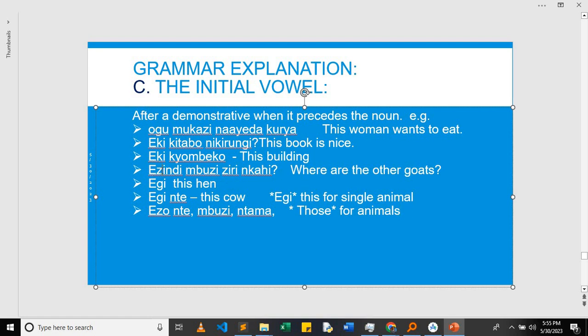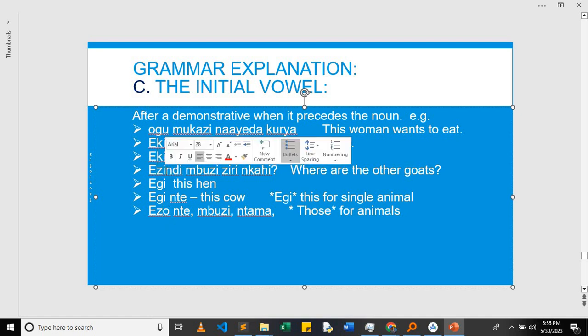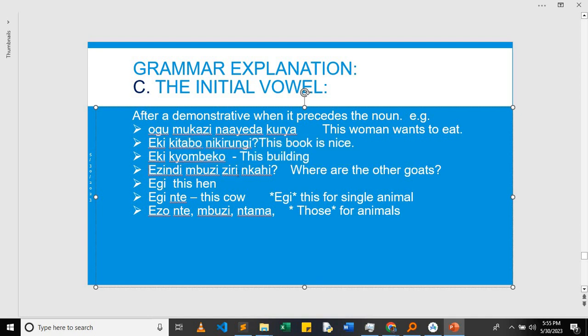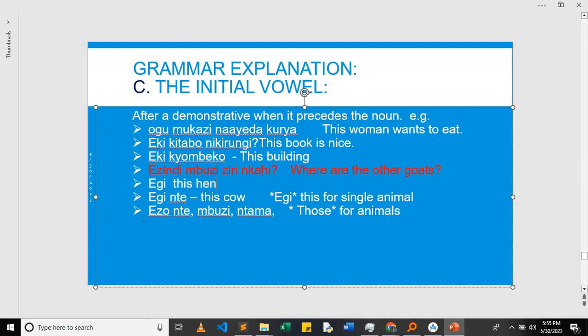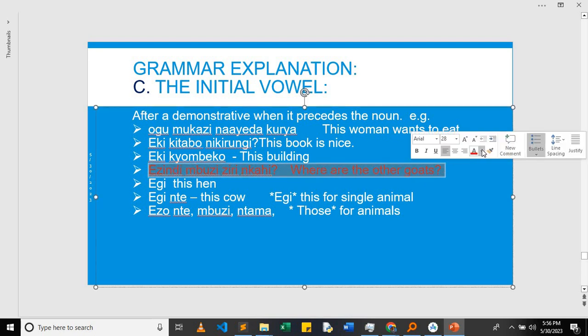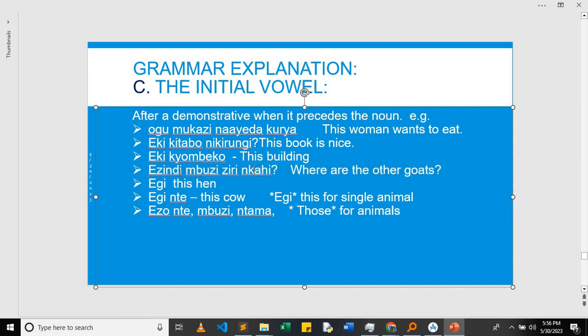Then when it becomes a question, this ezo becomes a Z. But this one is complex, we can leave it for now. Ekyombeko. So if you are referring now, you know what this means. I think now you can make sentences with this. Here I would have said ezombuzi ninungi. Those cows are good. That's good.